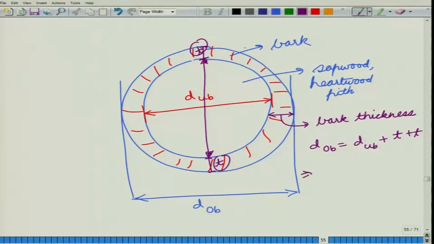So, you have diameter over bark is equal to diameter under bark plus twice the thickness of bark. So, the bark thickness T is given by half of diameter over bark minus diameter under bark. So, let us look at a few calculations.